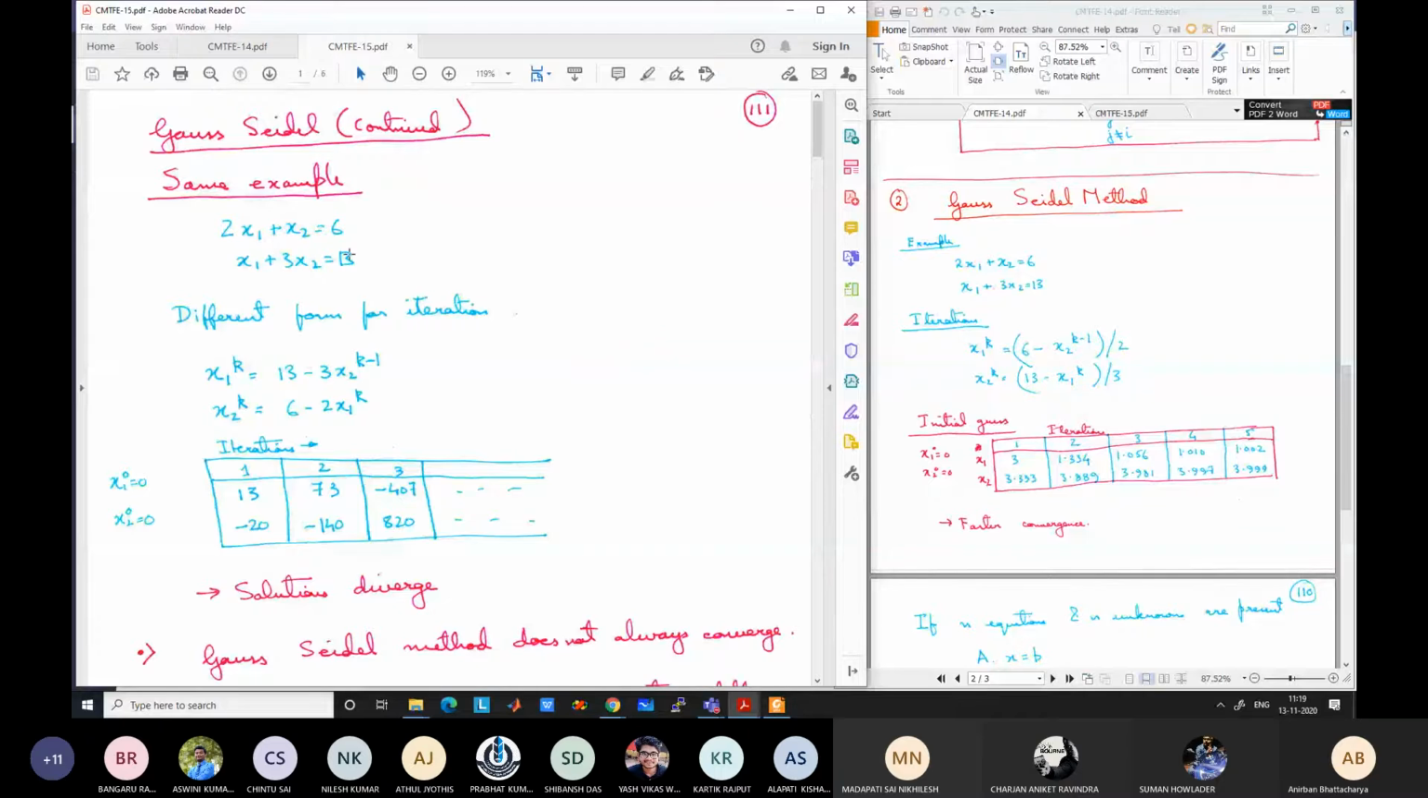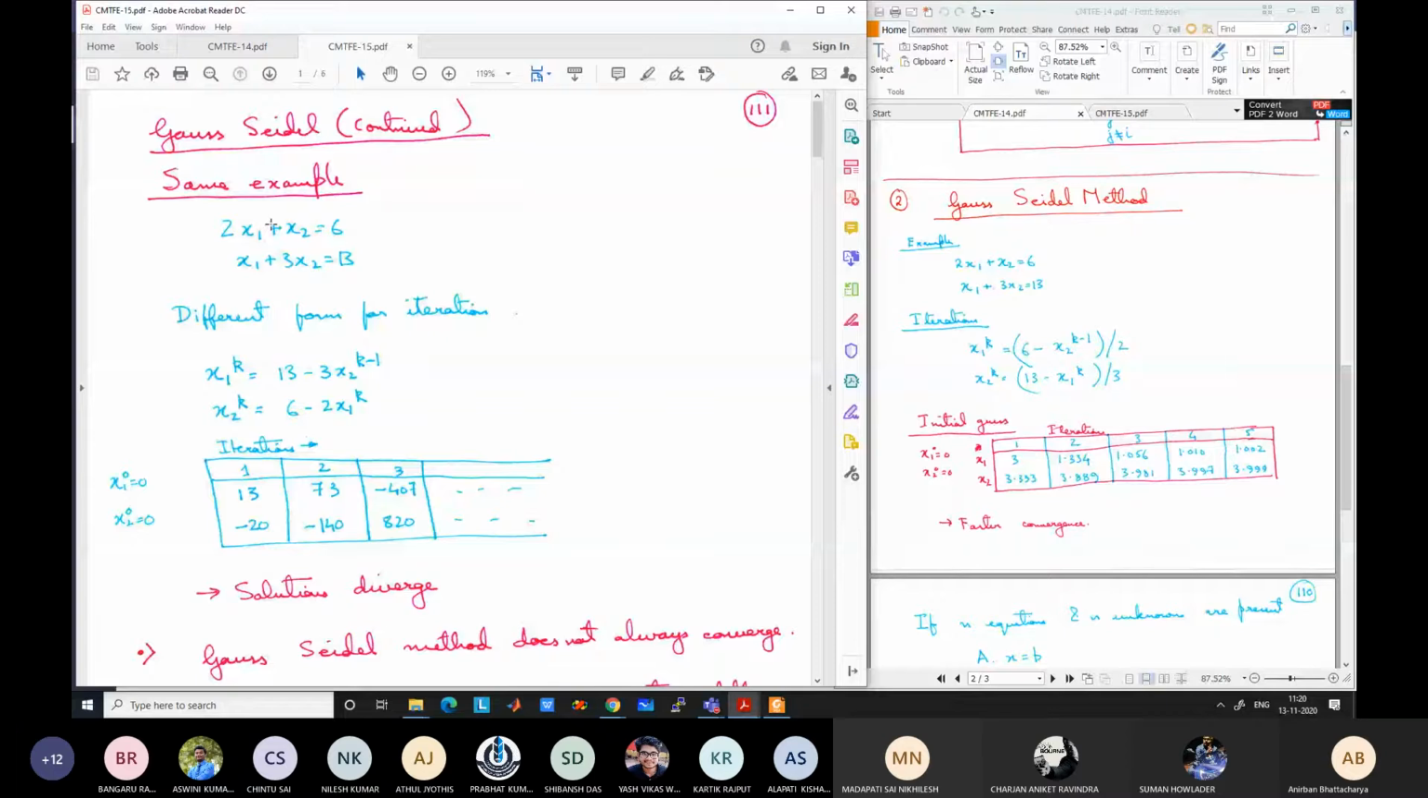So if I write the iterative equations in a different form, for example, from the second equation I take x1, so x1^k is equal to 13 minus 3 x2^k, and from the first equation I take x2, so x2^k is equal to 6 minus 2 x1^k. Actually, the same solution should have been obtained, because it does not matter what the order of equations is. I could have written the second equation first and the first equation second. So ideally, it should not have mattered how we calculate x1 and x2. But what we have seen in the previous class is that the values rapidly diverge, rapidly going in the wrong direction.